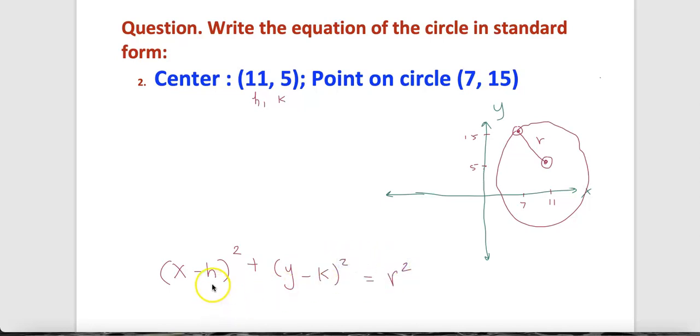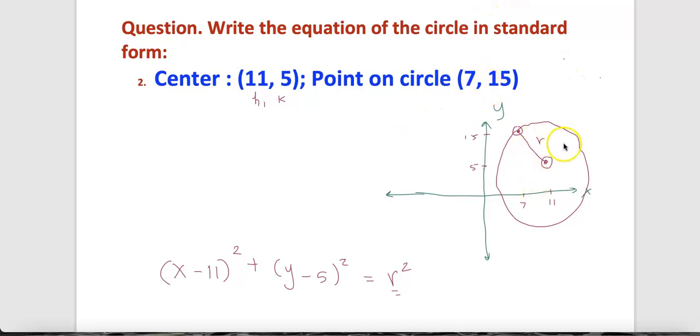So what pieces of information do I need? I need h, I need k, and I need r square. h and k are the center, and they already gave me h and k. So I will just erase this h and k over here, and I will substitute the values. h is my 11, k is my 5. Here you go. 50% of the problem is solved. Now we have to find what?